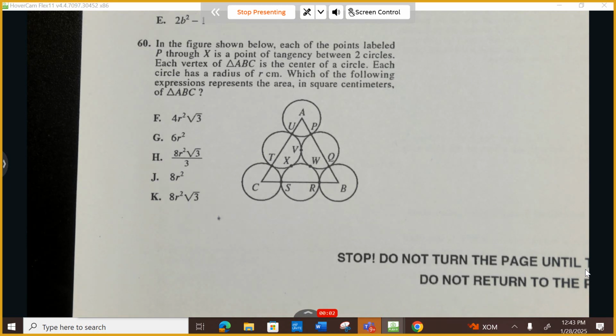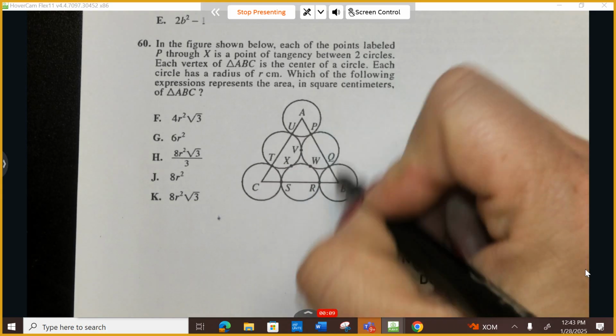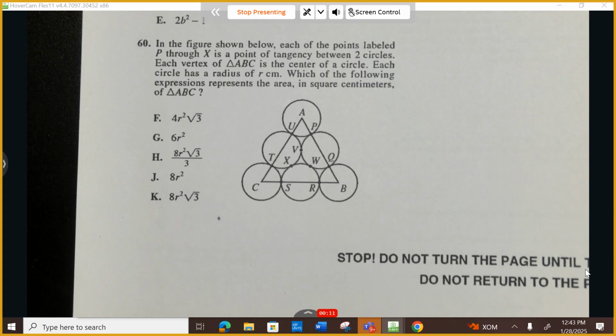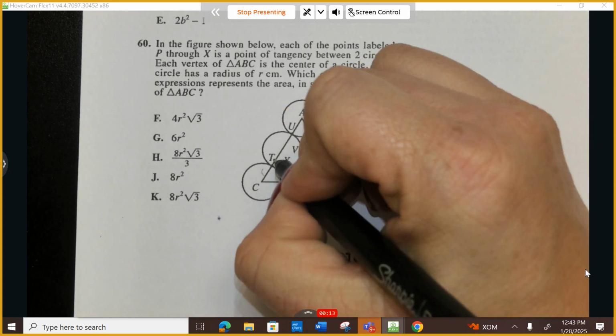When I read through this, I know ultimately I want an expression that represents the area of this triangle. Also, I know that all of these circles are equal in size and that the radius is r. Please do me a favor and start doing this.